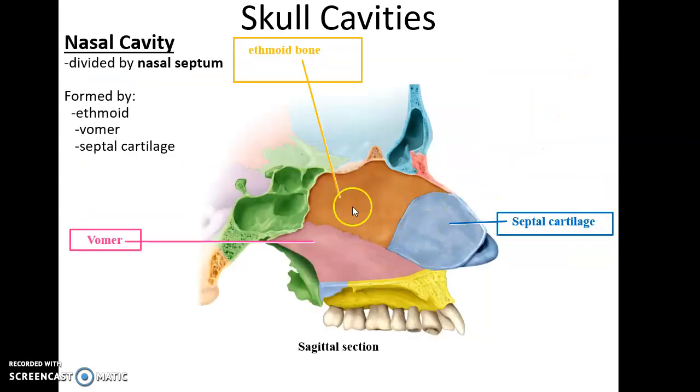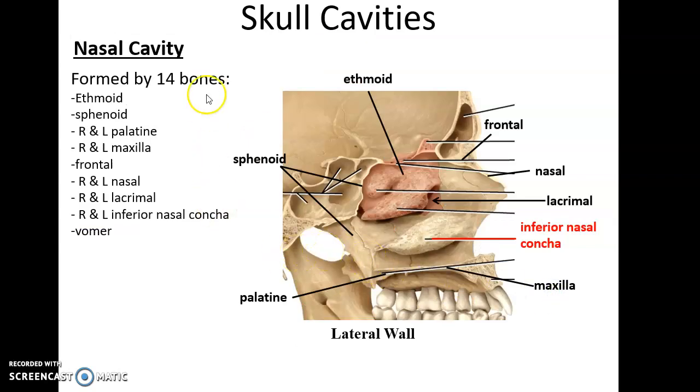The nasal cavity has that wall in the middle of it called the nasal septum, which separates it into right and left sides. The nasal septum is made up of the ethmoid bone, the vomer bone, and the septal cartilage at the anterior end. The nasal cavity, very complicated, has 14 bones helping to form it. We have the ethmoid bone, the sphenoid bone, the right and left palatine, right and left maxilla, part of the frontal bone, the right and left nasal bones, right and left lacrimal bones, and the right and left inferior nasal concha. And don't forget about the vomer.